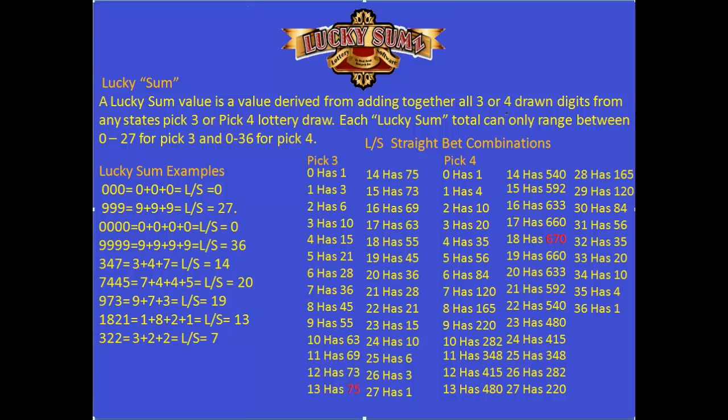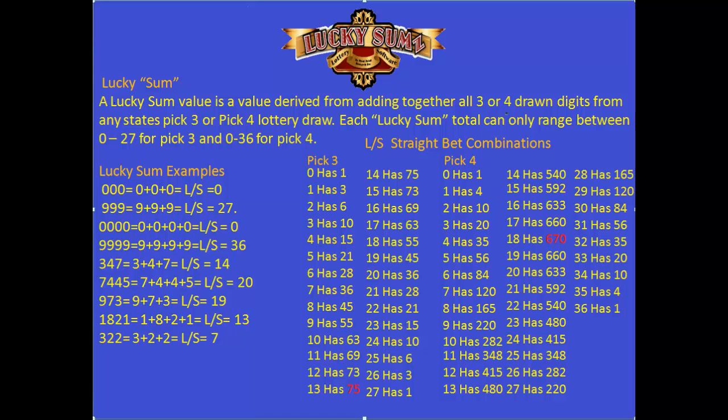3, 4, 7 equals 3 plus 4 plus 7 equals lucky sum 14. 7, 4, 4, 5 equals 7 plus 4 plus 4 plus 5 equals lucky sum 20. Same with 9, 7, 3 equals a lucky sum 19. 1, 8, 2, 1 equals a lucky sum 13. And 3, 2, 2 equals a lucky sum 7.